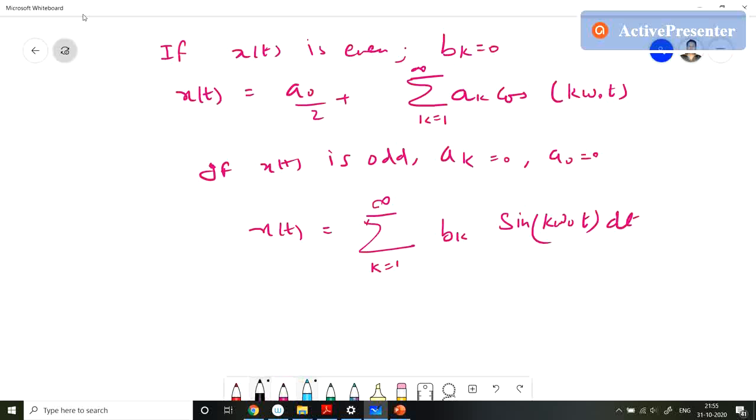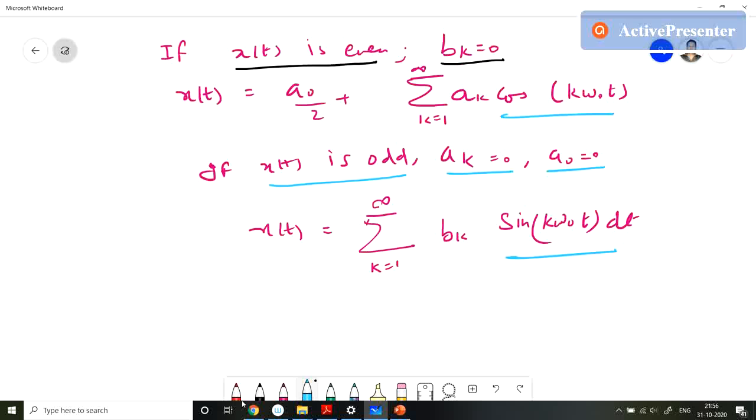So when x(t) is even, bk = 0, and when x(t) is odd, ak and a0 are both 0. So we consider only sine terms when x(t) is odd, and only cosine terms when x(t) is even. So these are some important points that we need to consider for our Fourier series.